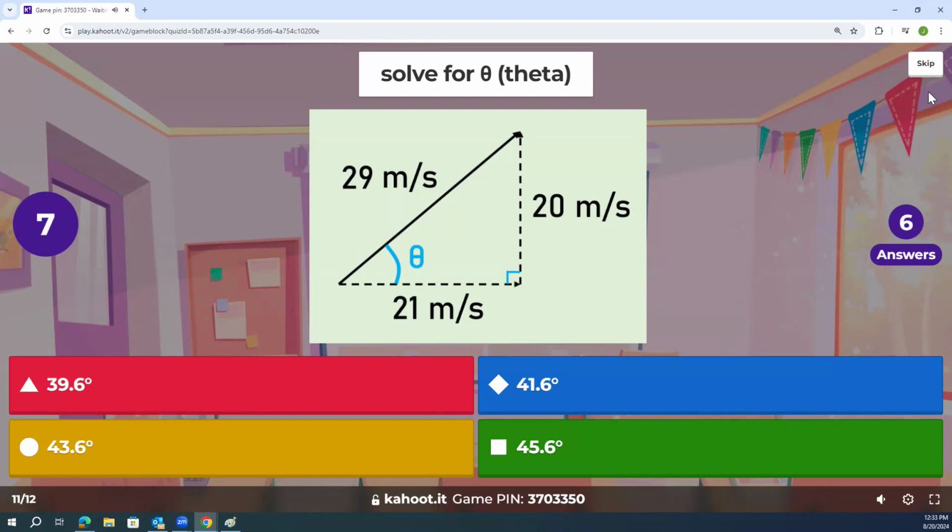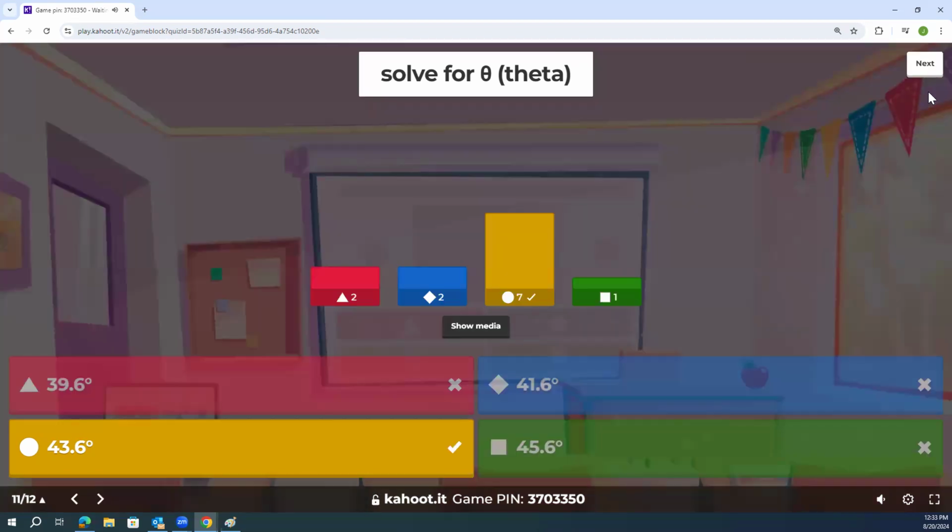All right. Solve for theta. How many guys did inverse tan 20 over 21? Yeah. All right. Okay. So if I'm playing off the 2 legs, it's got to be inverse tan. You could also do inverse sine or inverse cosine off a different set, but I'm kind of directing you guys toward inverse tan, and then opposite over adjacent.